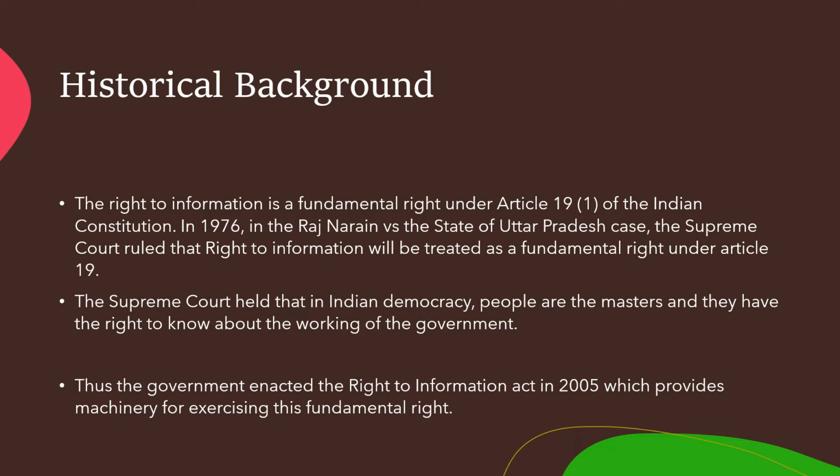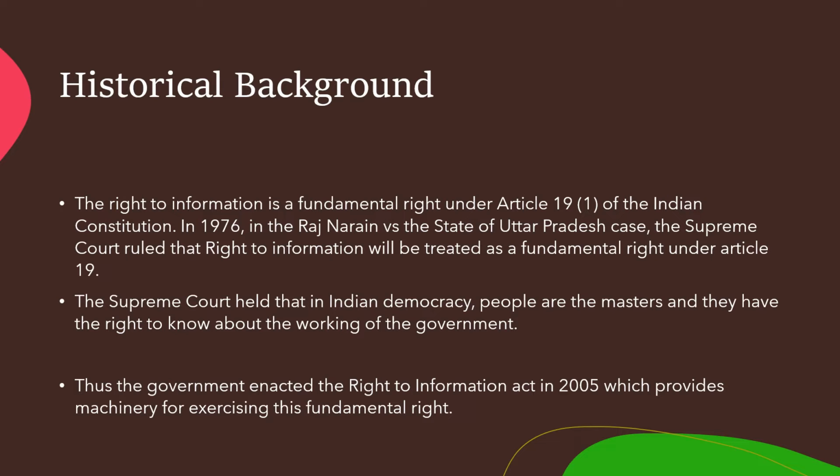Just to understand the historical background of this act, we have to understand that the right to information is considered to be a fundamental right under Article 19(1) of the Indian Constitution. In 1976, in the Raj Narayan versus the State of Uttar Pradesh case, the Supreme Court ruled that the right to information would be treated as a fundamental right under Article 19. The Supreme Court also held that in Indian democracy, people are the masters and they have the right to know about the working of the government.